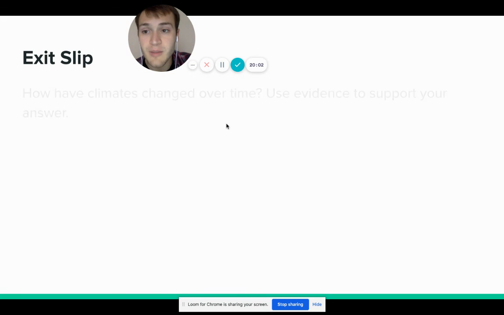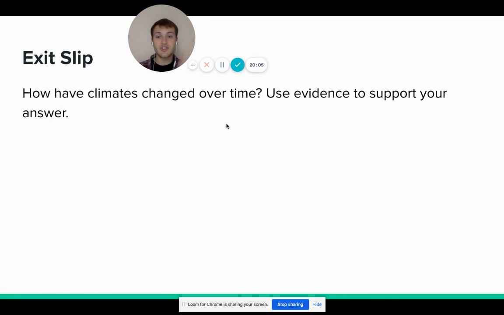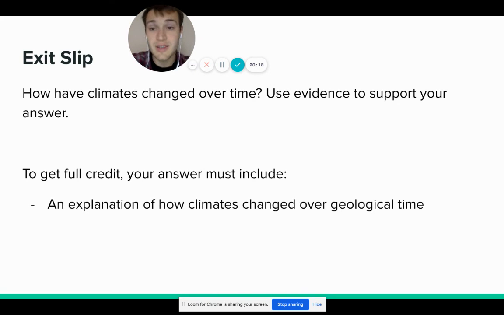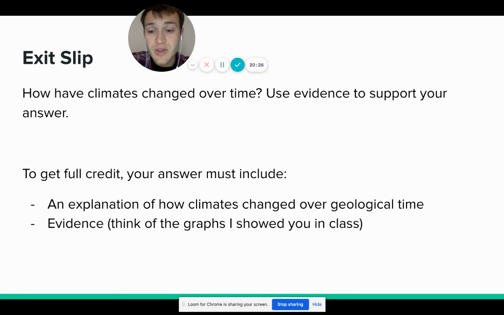So today's exit slip is, how have climates changed over time? Use evidence to support your answer. To get full credit, your answer must include two things. First, it must include an explanation or a description of how climates changed over geological time. It must also include evidence. And the evidence can come from the graphs that I showed you in class.